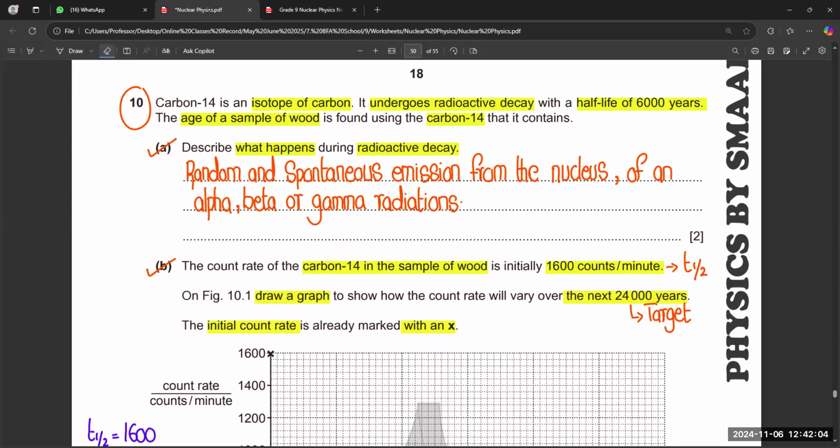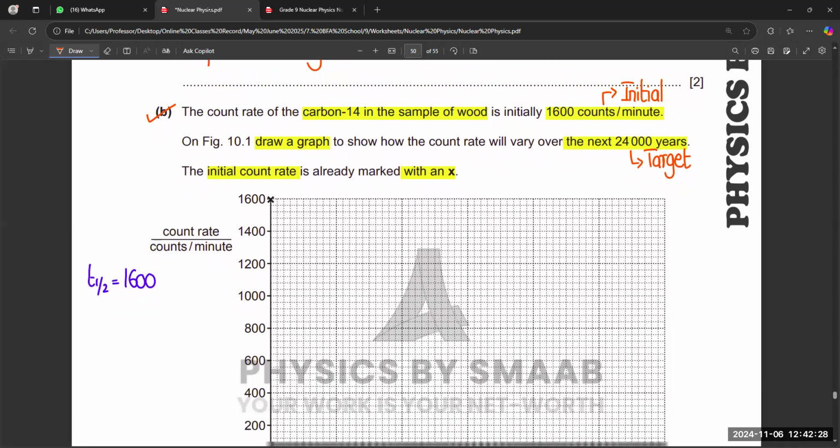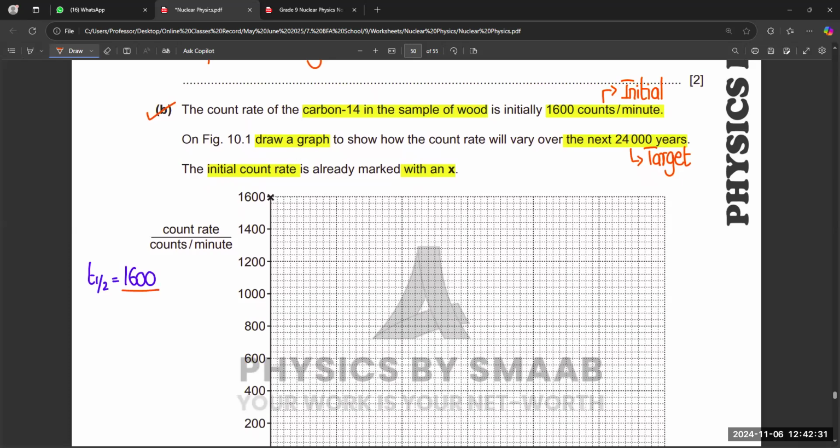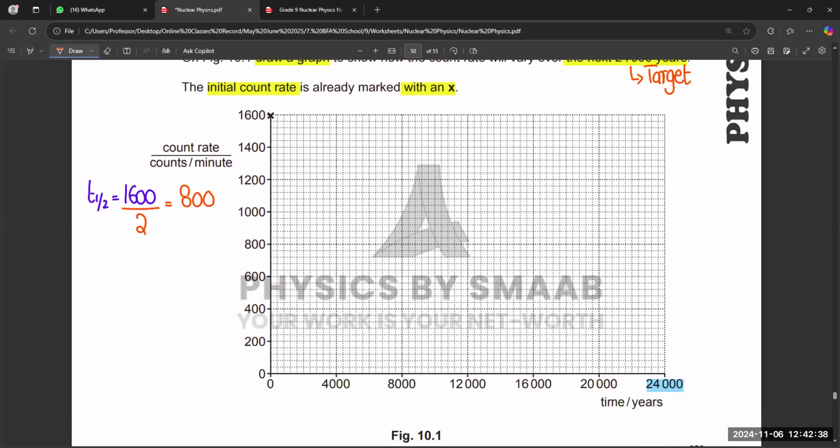Okay, sorry. Half-life is 6,000 years. This is the half-life. This is your initial value, because it is count rate. So initially we are starting from 1600. This is our initial value. And the half-life is 6,000 years. So it means after the first half-life, 1600 will decrease to 800, and after the second half-life, this value will decrease to 400.